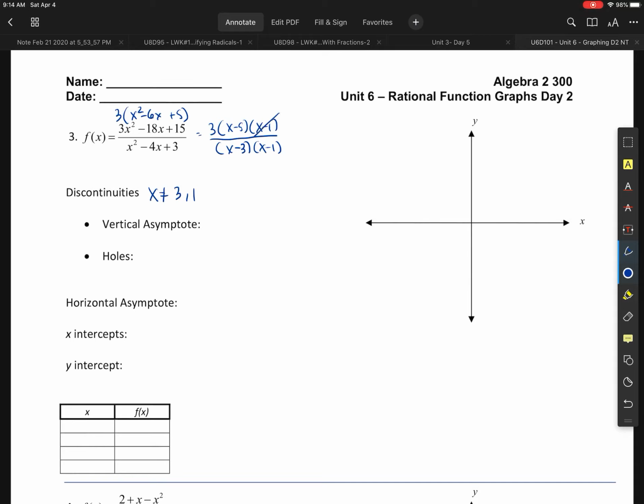Vertical asymptote in this situation, well, cancel, cancel. 3(x minus 5) over x minus 3. So since x minus 3 is left, x equals 3 is our vertical asymptote. My hole: I have x equals 1, comma, well, let's see. 3 times (1 minus 5) over 1 minus 3. 3 times negative 4 over negative 2. Negative 12 over negative 2. (1, 6).